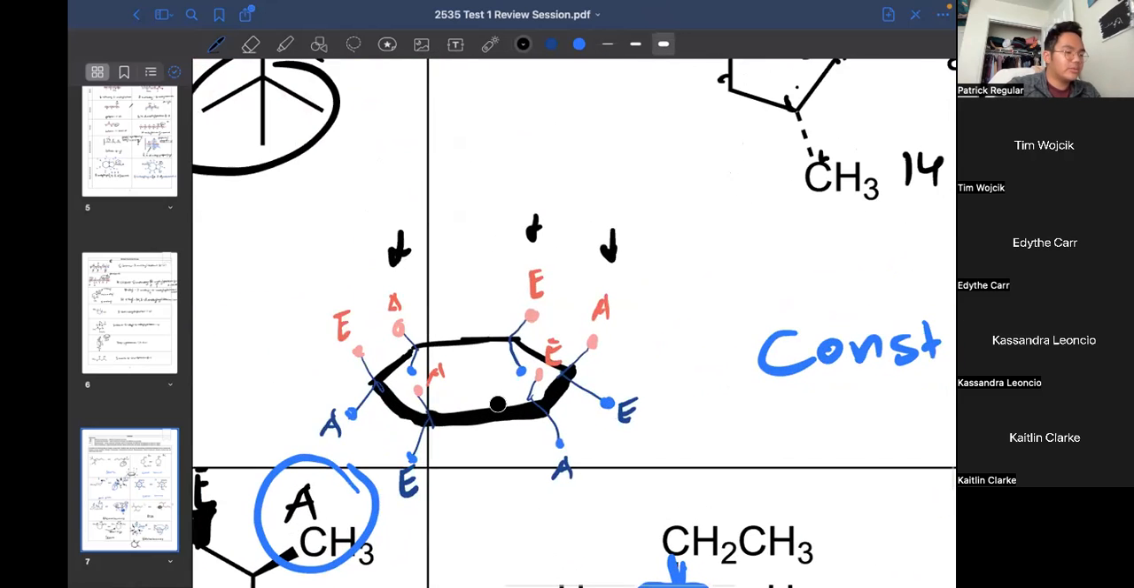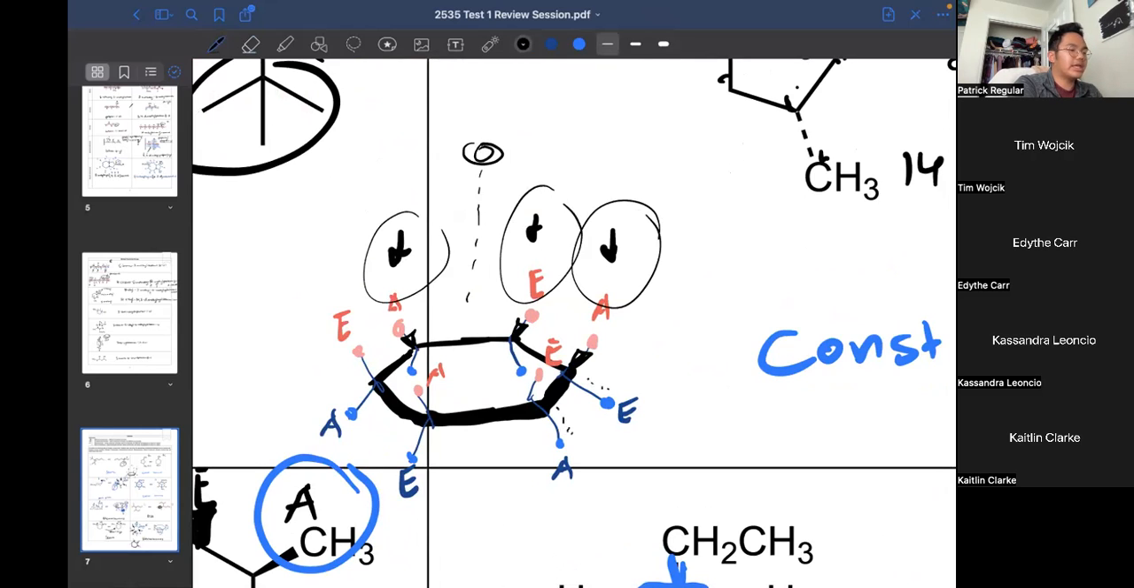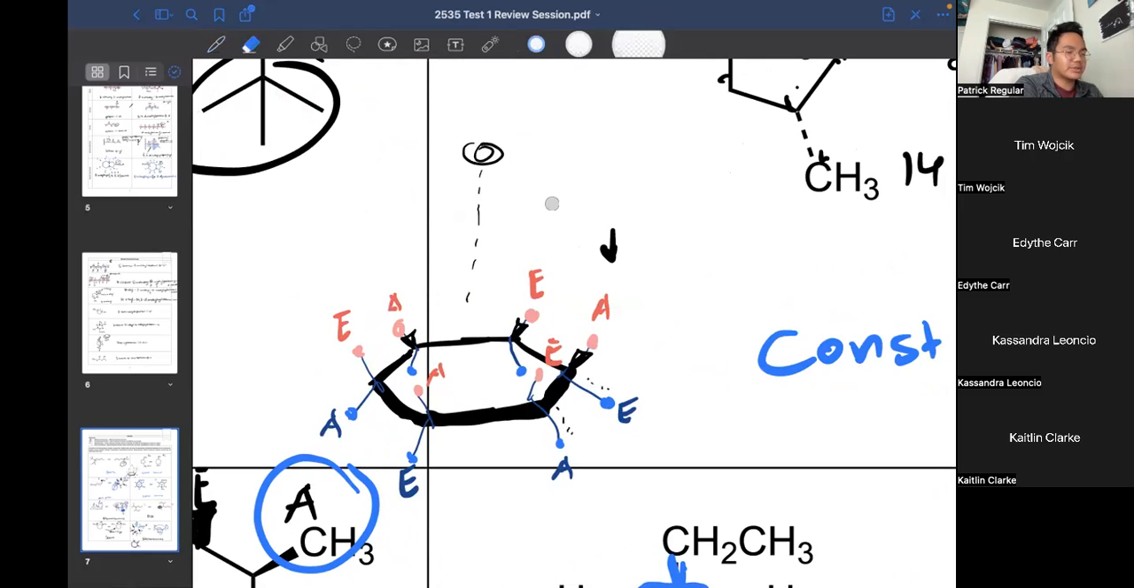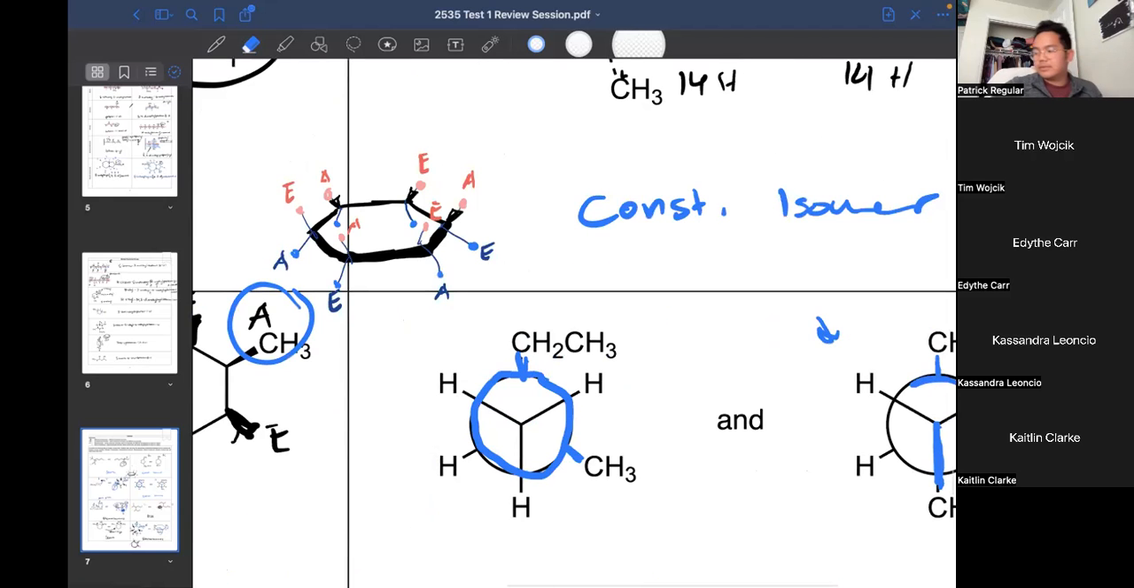Same plane would be these, because if these are all wedged, right? If you're looking top down, these would be dashed. So these ones are on the same plane when you're looking at it in that specific way. Does that make sense? Or do you guys want to whip out the model kits for this?